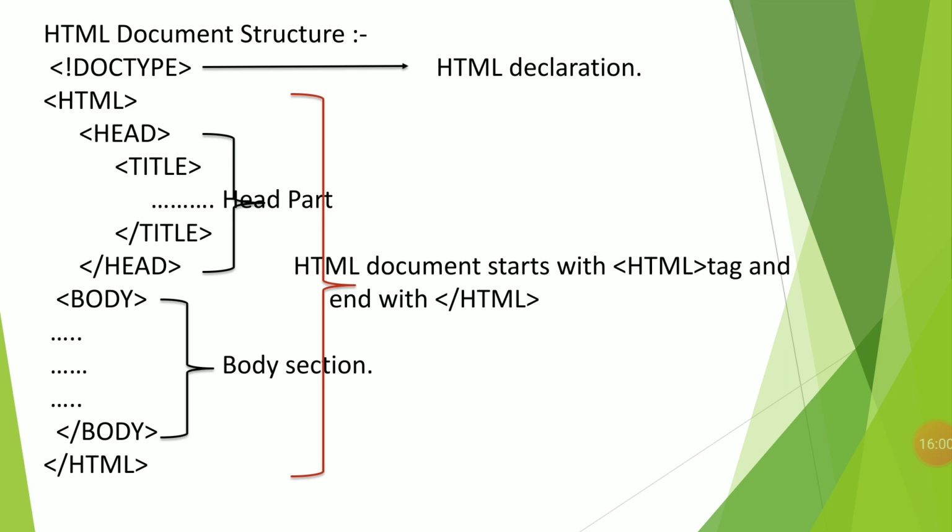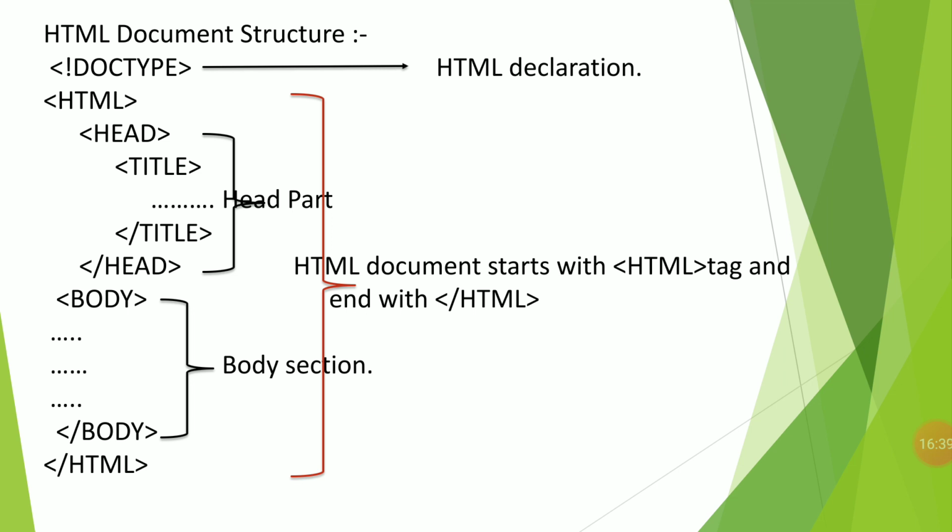Next thing that we are going to discuss is the HTML document structure. Here I have mentioned one small example to help you understand the document structure of HTML. Dear student, observe it carefully. Here the first line I started with doctype. It means this line represents the declaration of HTML. Second one is HTML, head, title, title close, head close, then body started, body close, and at last HTML close.